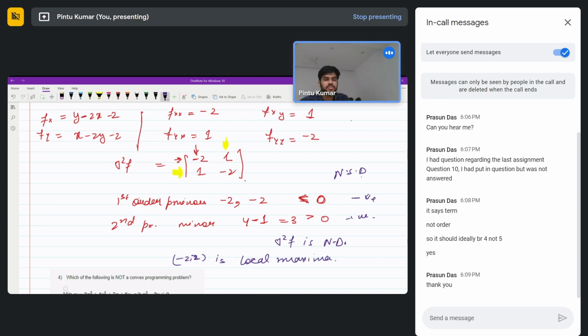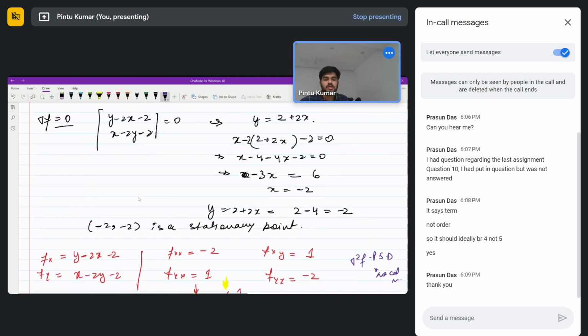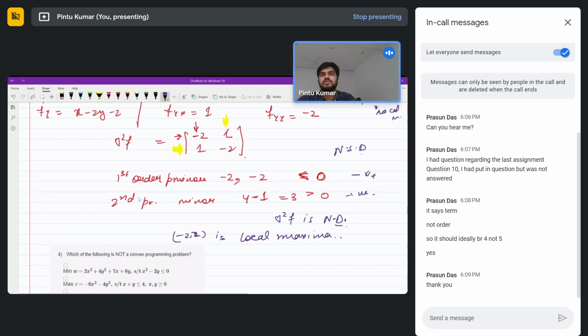So when you have the Hessian as positive definite, it is a local minima. When you have negative definite, then it is a local maxima. Okay. Any doubts related to this question, whatever we did in this question?